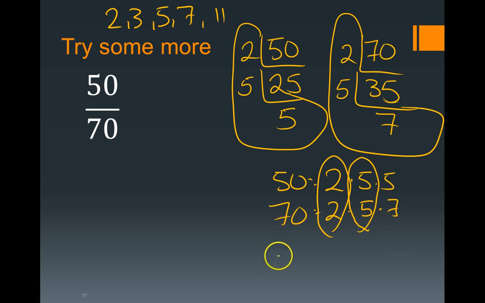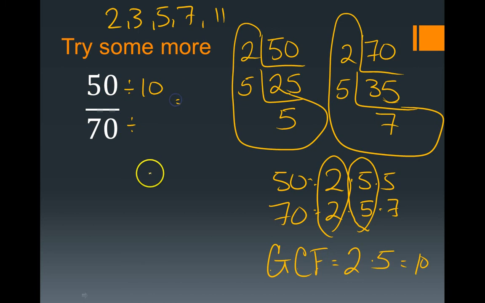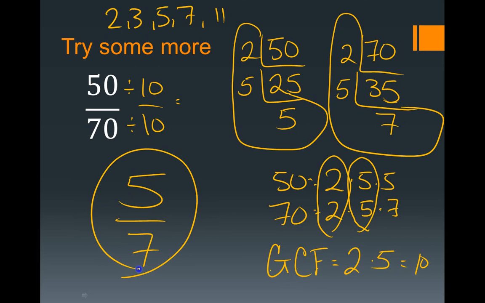What I'm going to do to get the greatest common factor, the GCF, is equal to 2 times 5, the two numbers that we circled together. So that's equal to 10. So to reduce my fraction, I can go 50 divided by 10 is equal to 5. 70 divided by 10 is equal to 7. And that is my fraction reduced.